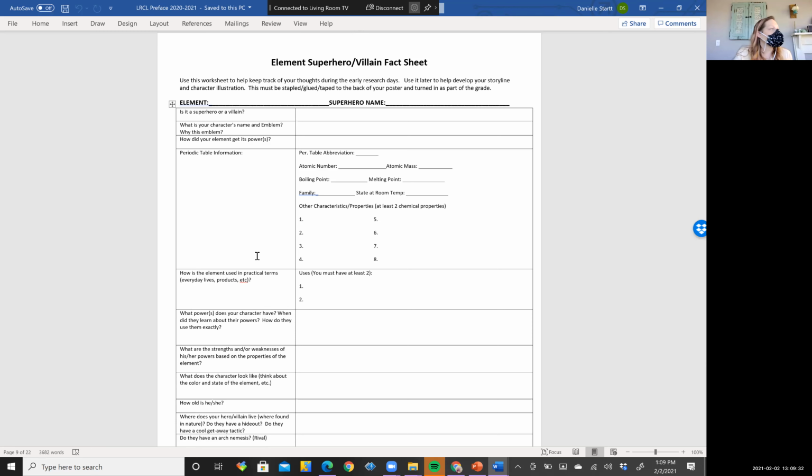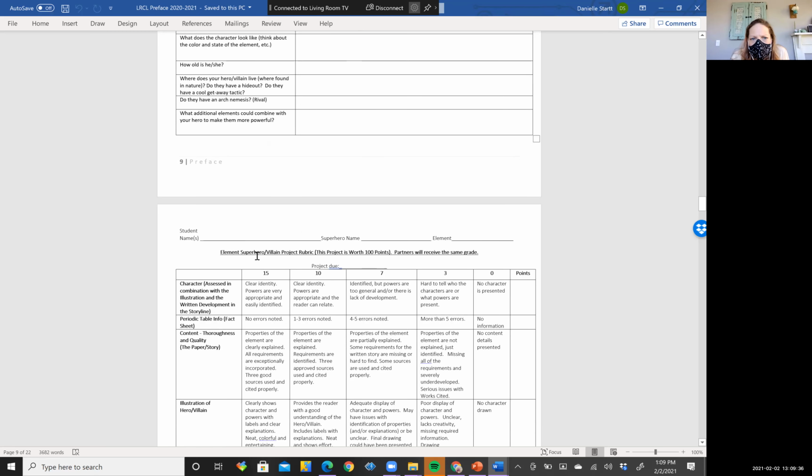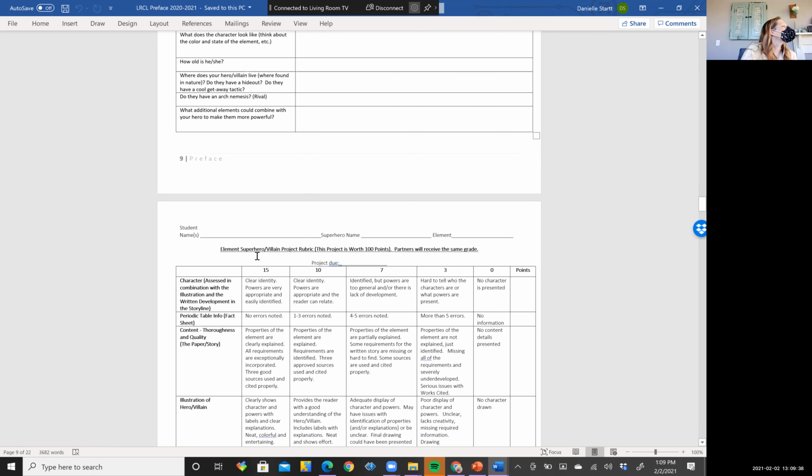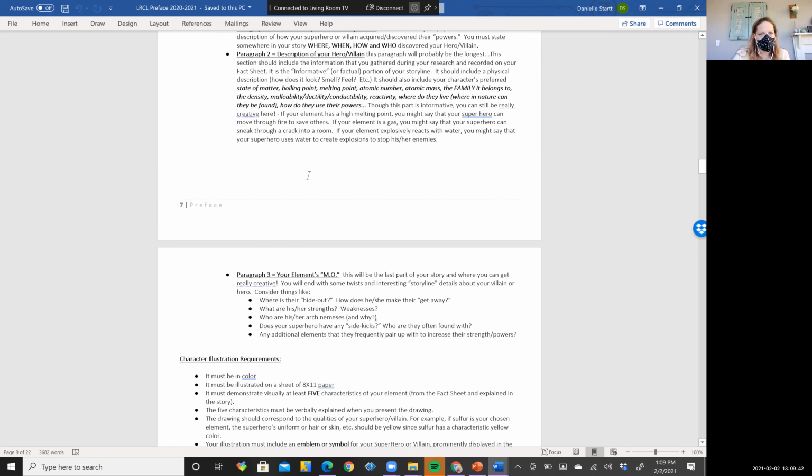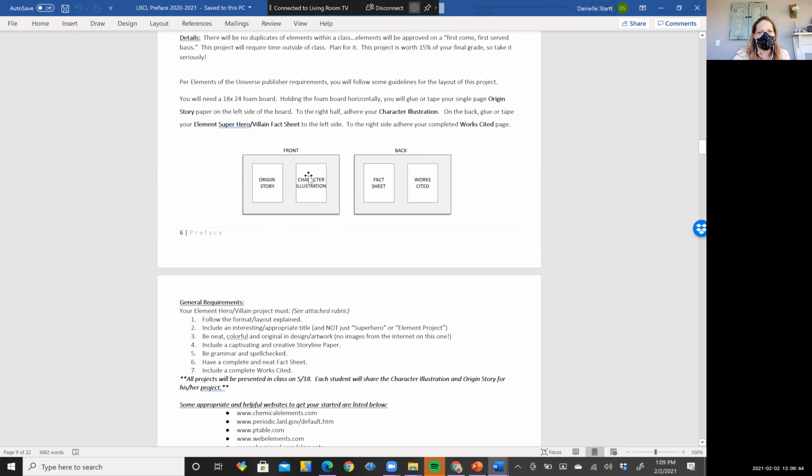Did we get that paper? It's in your binder. What page is it? It's page 6 of the preface. I'm on 9 right now. You're right, it starts on 6. The project starts on 6.